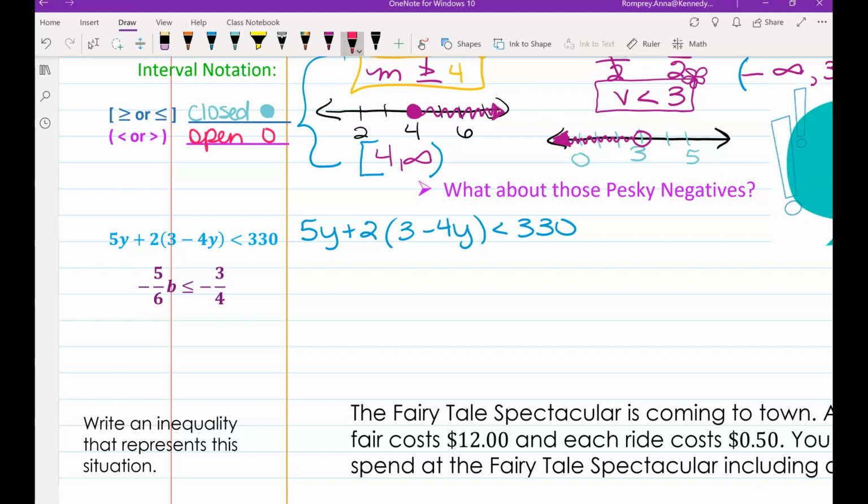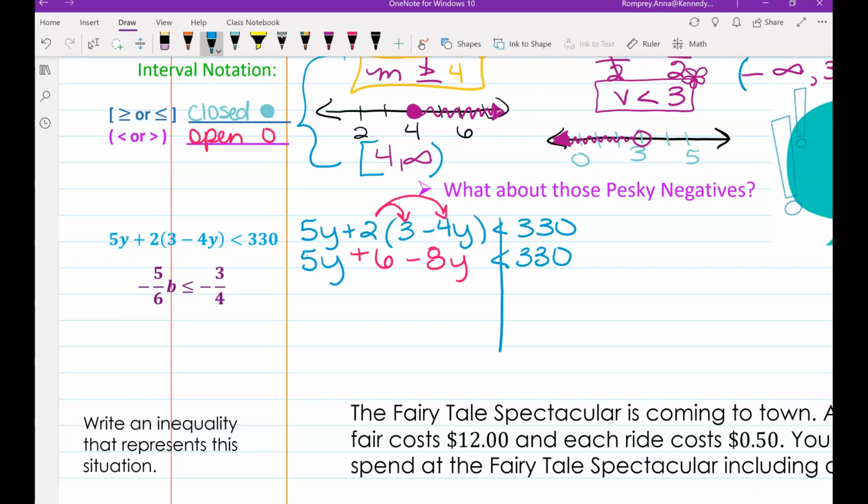So, process. What do we start with? Is there anything to distribute? Yes, there is a beautiful positive 2 out front, so let's go ahead and distribute that. Positive 2 times 3, positive 6. Positive 2 times negative 4y, negative 8y. All right. So, I've still got a 5y I need to bring down. There's a lot going on here, so I want to make my line less than 330.